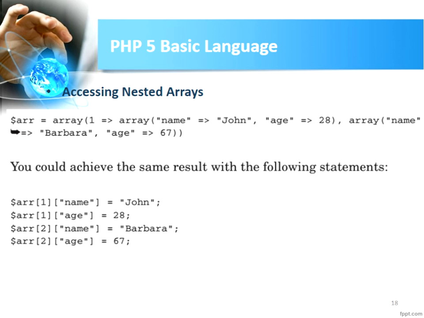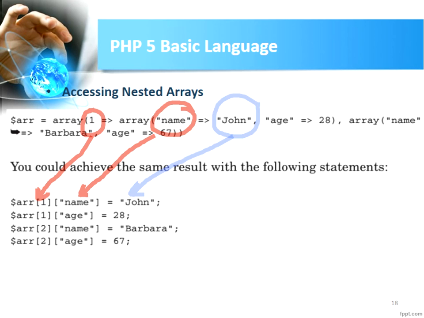If I have a nested array, that means an array of an array, I want to get this value, John. So I have to indicate the first index and the second one. So array 1 name like this, the value will be John. Is it clear?